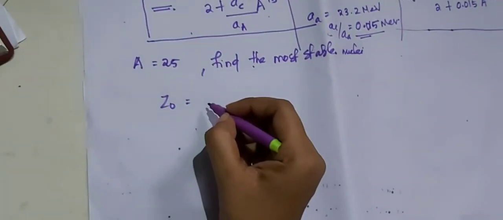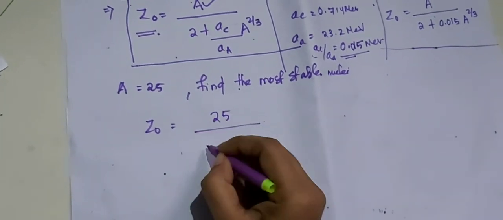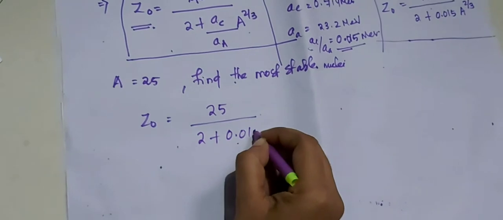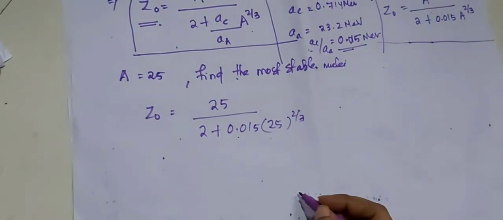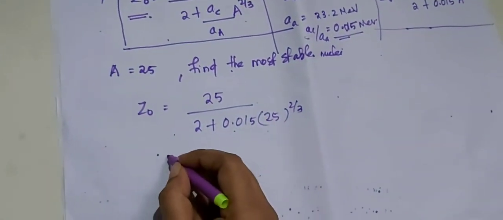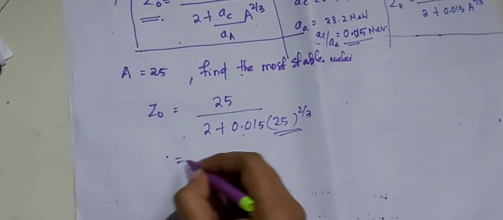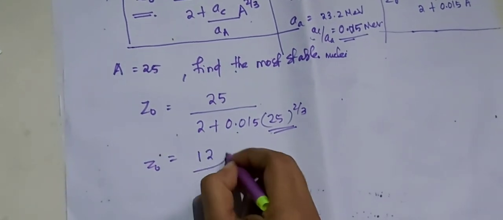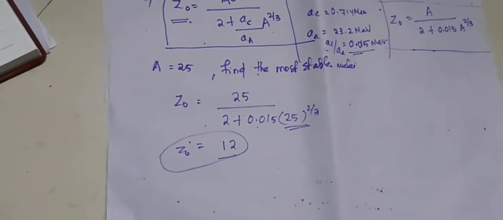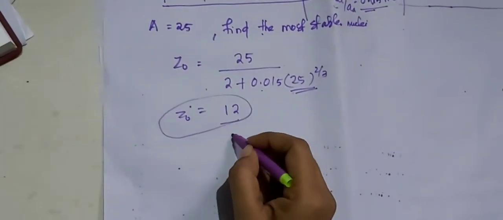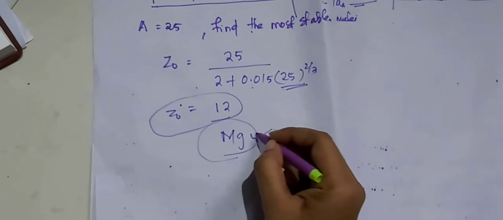So for this, if I find Z naught, A is equal to 25, right? So here A is equal to 25, over 2 plus 0.015 into 25 to the power 2 by 3, right? If I do a little bit of mathematics, I will get Z naught is equal to 12. So for the proton number Z is equal to 12, this is the stable nuclei. That is magnesium. So there will be an option having magnesium.